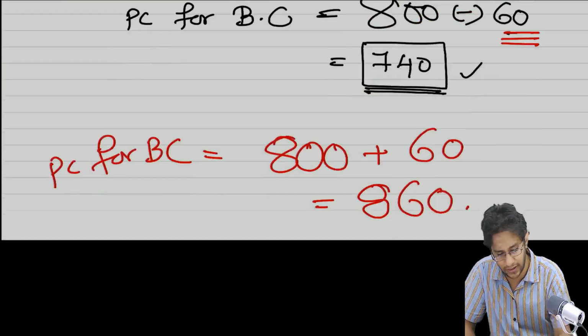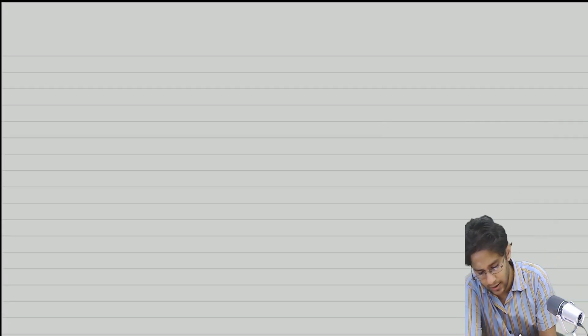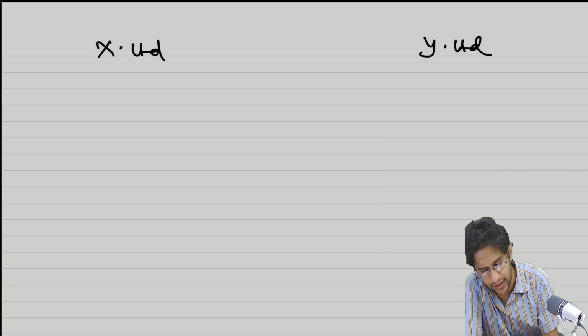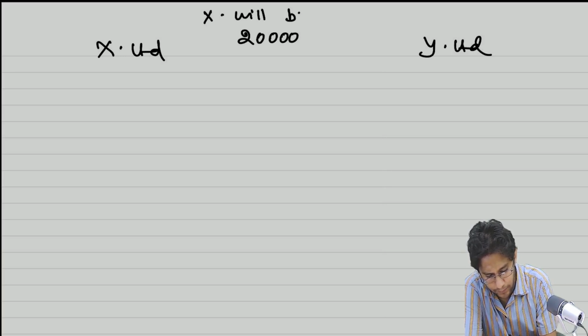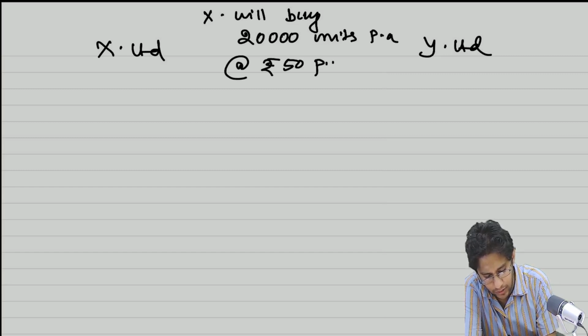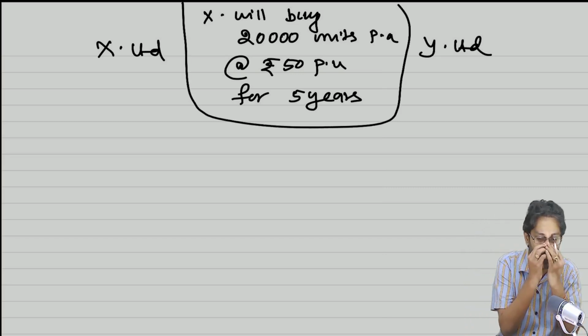Contractual relationship means there is a contract between two entities. Now look at this. X Limited, Y Limited. They agree into some purchase contract. That means X will buy 20,000 units per annum at the rate of rupees 50 per unit for 5 years. This is the contract between X Limited and Y Limited.